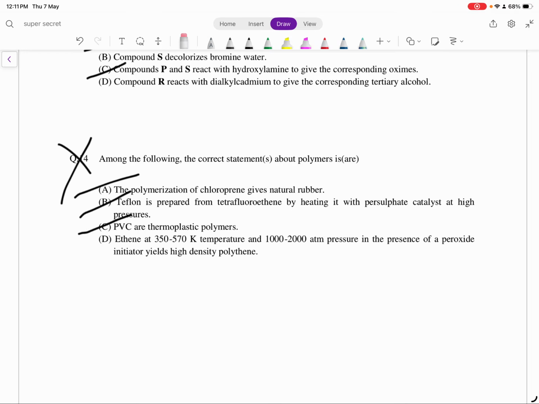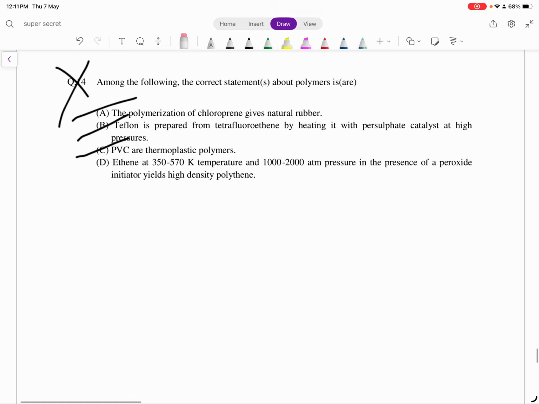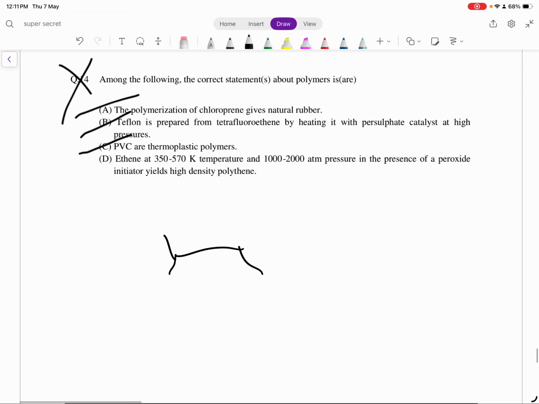Okay, this is again theory. Polymerization of chloroprene gives natural rubber. Is that correct? No, it's not. How is that correct? Chloroprene is something like this, right? This gives some synthetic rubber. That's not correct. So I think A is wrong for sure.